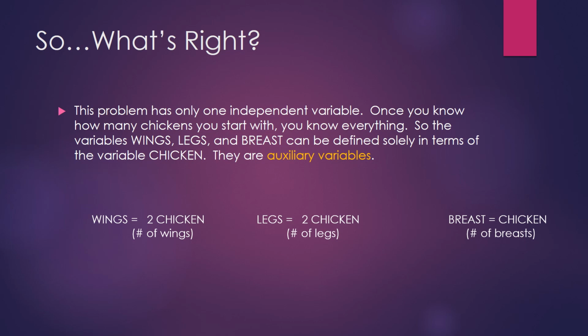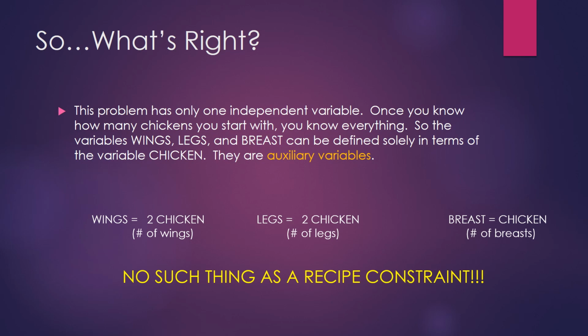Notice that the expressions for wings and legs are the same. That doesn't mean that a wing is the same as a leg. These are numbers. It does mean that the number of wings that you get from processing chicken should be equal to the number of legs you get, and that's also correct, with breasts being only half that big. So that's the correct math and the way that you can think about it. But the big takeaway from this is simply this: there is no such thing as a recipe constraint.